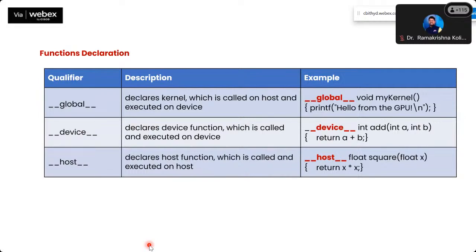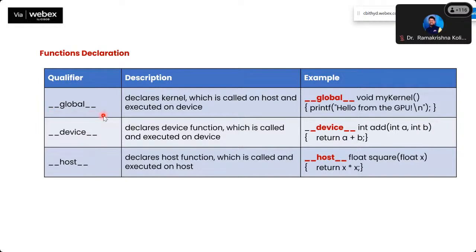Now I will discuss function declaration. This is very important; it is the starting point for CUDA programming. There are a few more qualifiers, but because I'm considering this a beginner level, I'm just focusing on the three that are very important for starting CUDA programming. The other qualifiers are required for advanced-level programming. The first qualifier is the global qualifier.